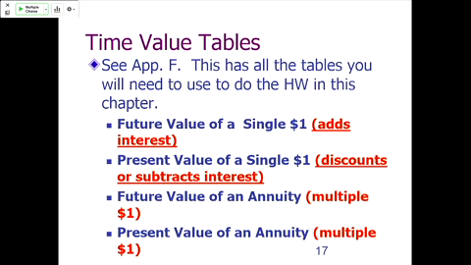Present value tables can take future amounts. So we know what we're going to have. We're going to have $10 in 10 years. But what would that be worth in today's dollars? Because that helps us to make a decision on whether or not I'm going to do that option. So you can take future dollars and bring them back to today.